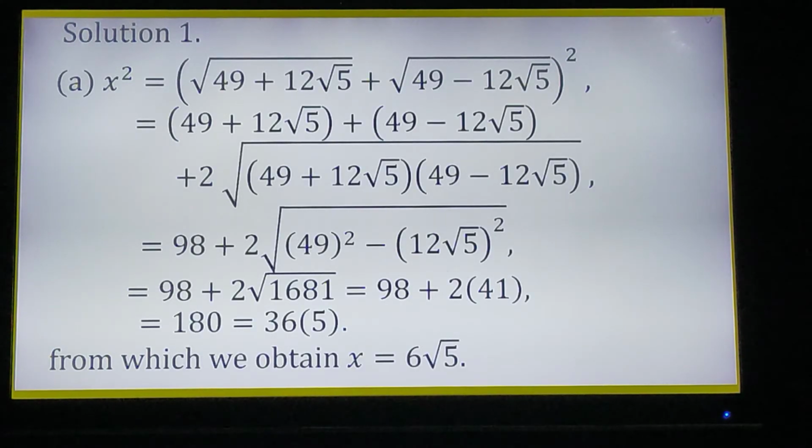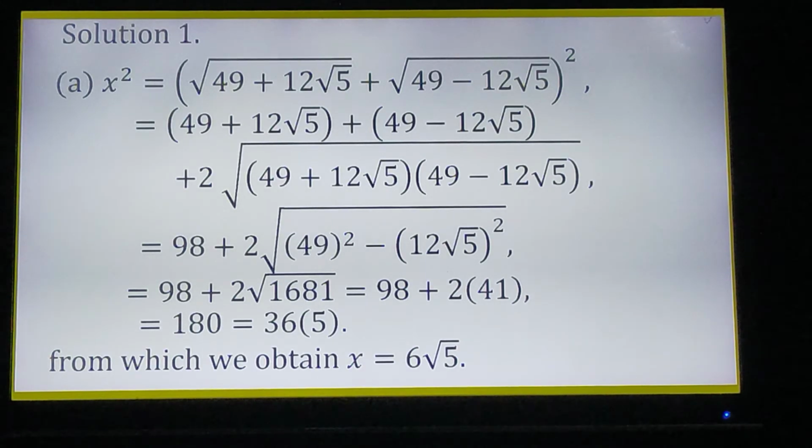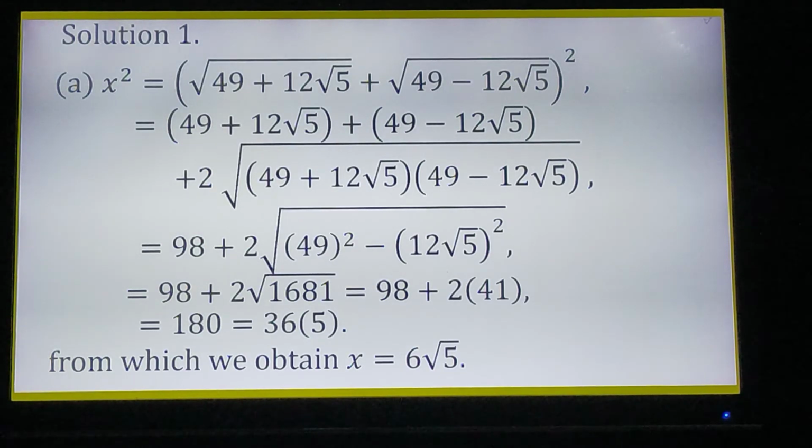However, we also have another way of solving these problems. So the first one is by squaring the number itself. So we have x squared equals the square of these numbers, and then simplifying it, we have 180, and 180 is 36 times 5, so therefore taking the square root of both sides, we have x, which is the original number, is equal to 6 times the square root of 5.